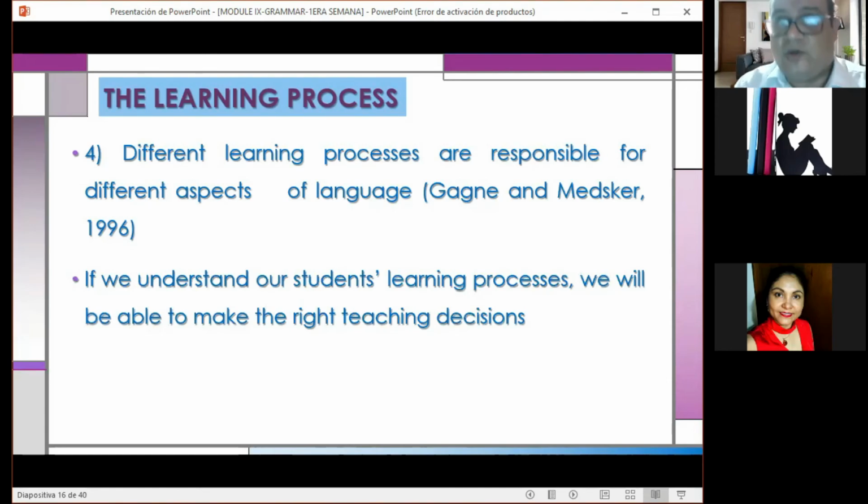I think, and I know, that it is so difficult because sometimes we have a lot of students, more than 30 or more than 40, and it's so complicated. It's not so easy to recognize or to work with different learning processes at the same time in the same classroom. It's not so easy, but we must try it. We must try. And with this, we can be able to make the right teaching decisions.